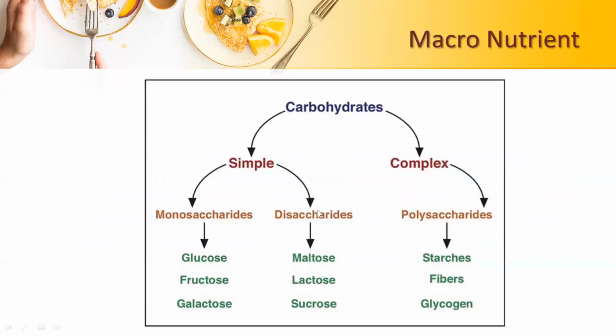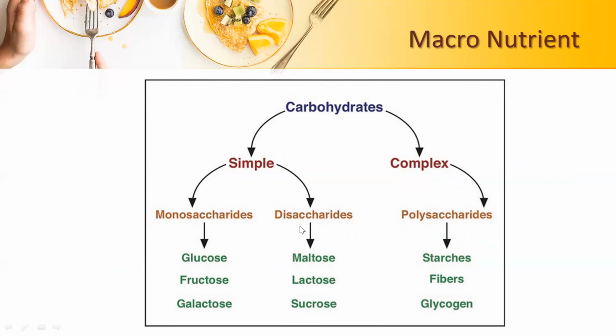And what is this point? Disaccharide. Simple carbohydrates are in foods such as table sugar and syrup. And monosaccharides are the simplest form of sugar and the basic unit of carbohydrate.